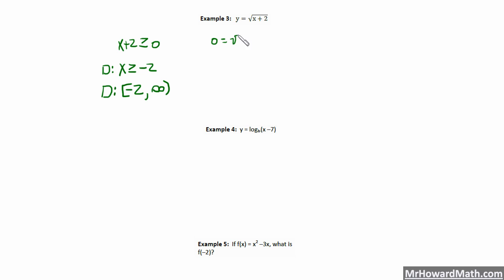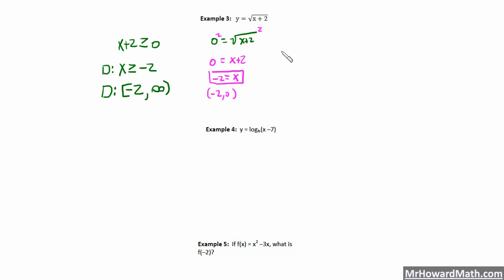So 0 equals the square root of x plus 2. We need to get rid of this square root, so we're going to square both sides. Square that, and we get 0 squared is still 0. 0 equals x plus 2. Subtract 2, and we get x equals -2. Okay, so our x-intercept occurs when x is equal to -2. We could also write that as (-2, 0), either way.